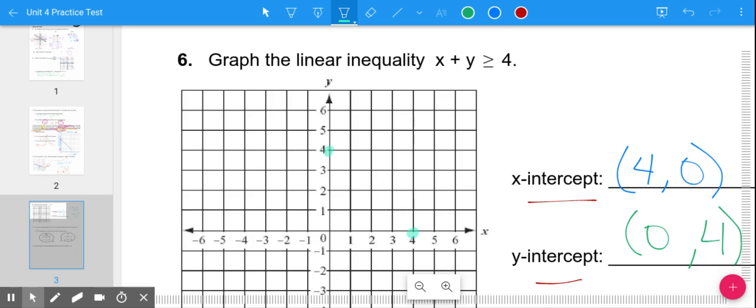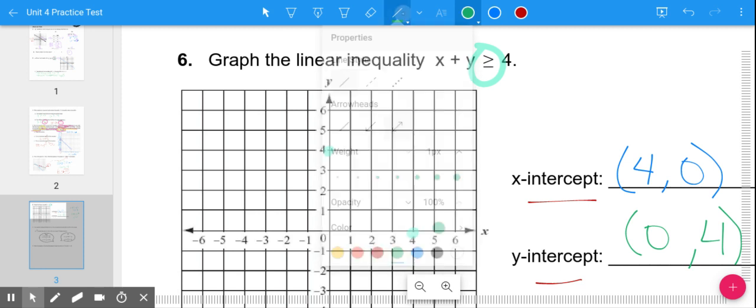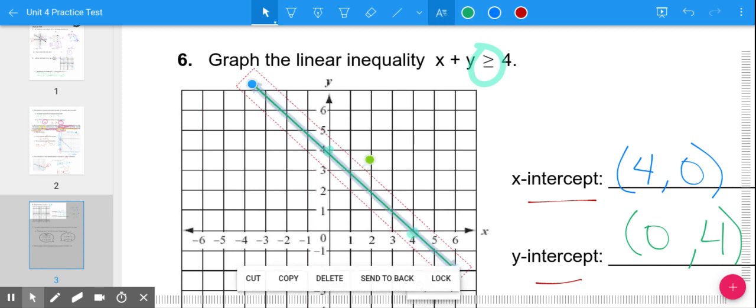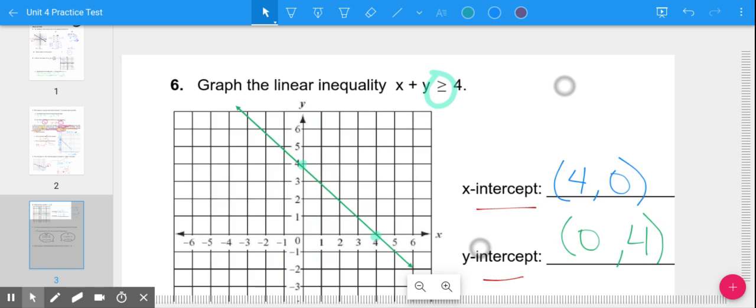Now, since this is an inequality, I have to figure out what line I'm going to do. Since it has a line underneath, it is going to be a solid line. So I'm going to graph my line through my 2 points. It's going to be a solid line because there's a line underneath. Then I have to figure out which way to shade.